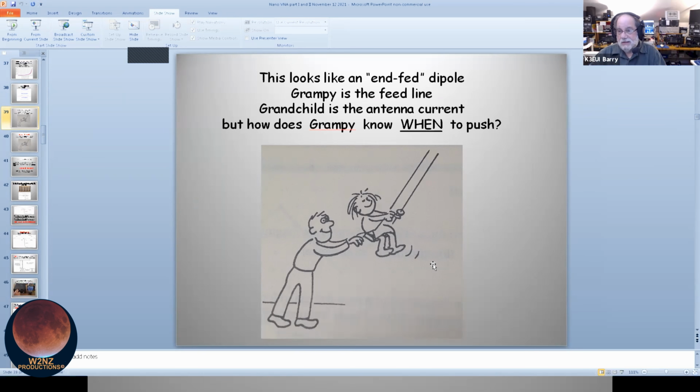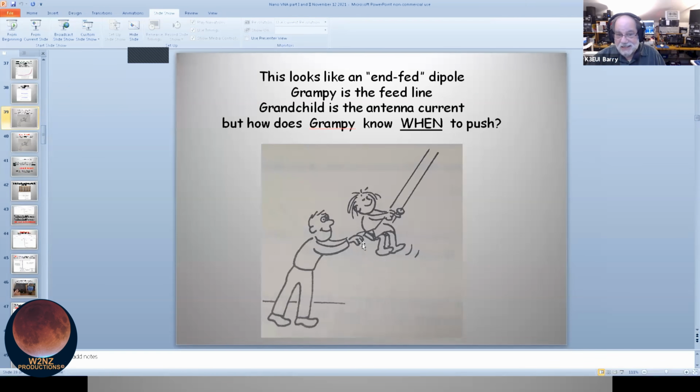What's Grampy? Grampy's the feed line connecting back to the radio. What's the kid on the swing? That's the current on the antenna conductors. All right, so the question is, how does Grampy know when to push? Oh, come on. Even a grandkid knows. So when should Grampy push? Well, if you push it just the right time, you're going to have a happy grandchild. If you push it at the wrong time, you're going to have a collision and not so much fun.